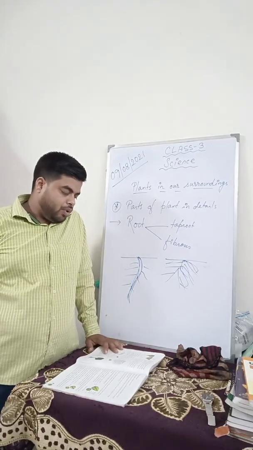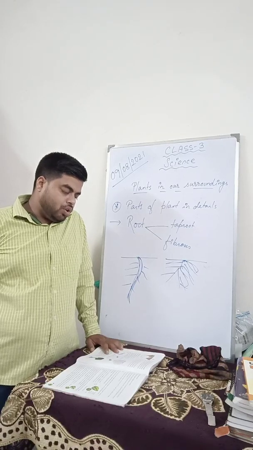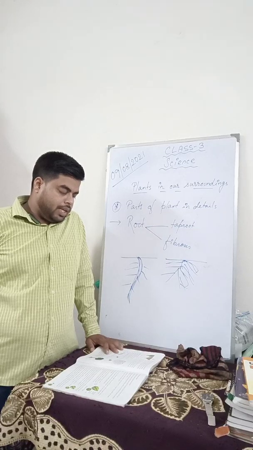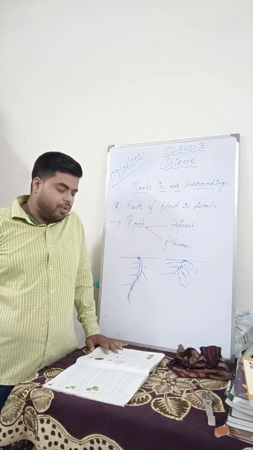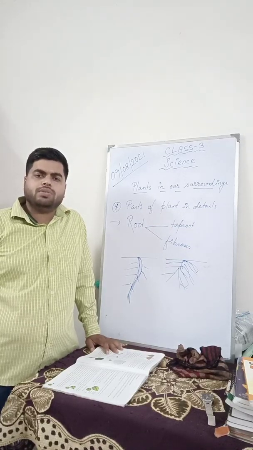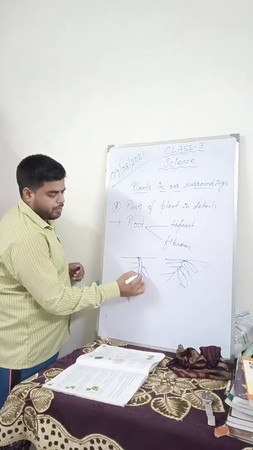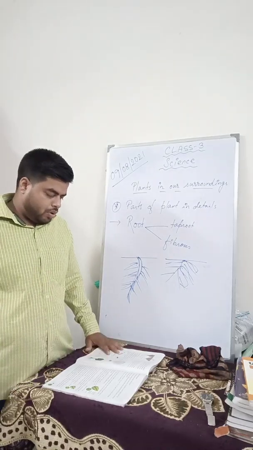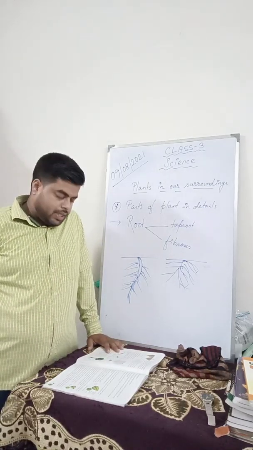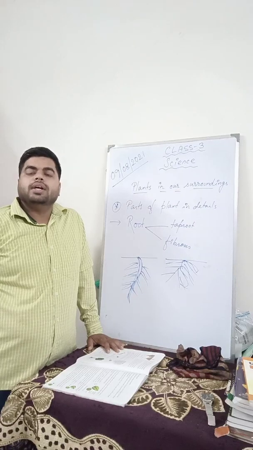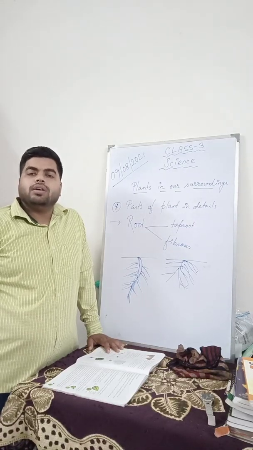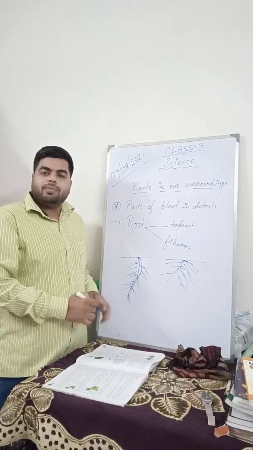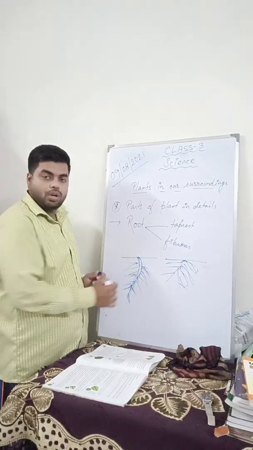Taproot is the single main root that grows straight downward from the lower end of the stem, below the ground. Several smaller roots grow from the taproot. Plants such as bean, mustard, and carrot have taproot. They all have this taproot, one main root, and from that there are many small roots growing.